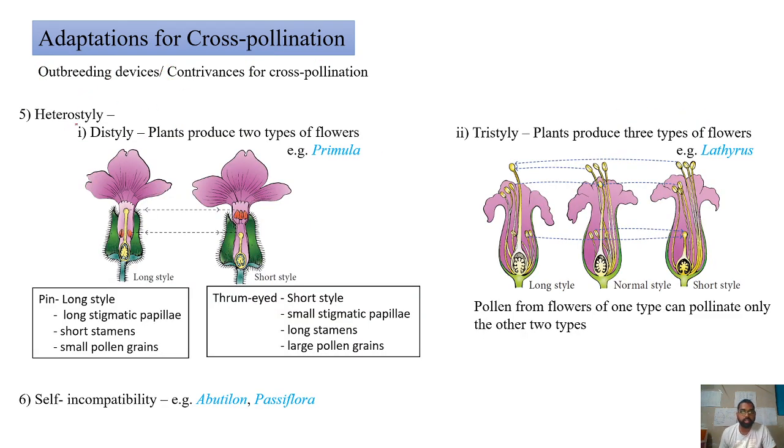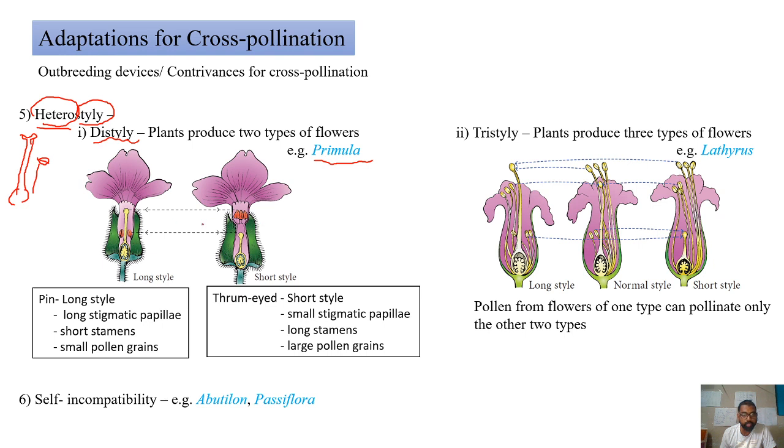Next one is in the case of heterostyly. Here hetero is different, styly is styles. So here stamen and stigma, that is the style. The length of the style and the length of the filament will be different. That is heterostyly condition. So in the case of distyly, there are two different sizes of styles. So we'll just look into one example, primula.